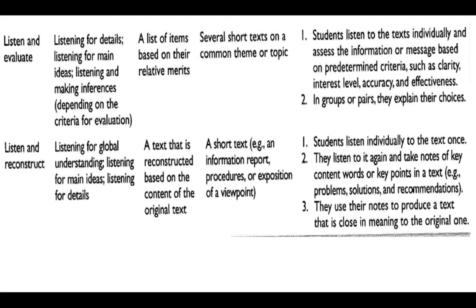So the first step is the students listen individually to the text once. Second step, they listen to it again and take note of key content words and key points in the text. For example, what is the problem? What are the solutions and what are the recommendations? Number 3, they use their notes to produce a text that is close in meaning to the original. Ooh, that's nice. So they reconstruct with the information that they have gotten. So that's what they can do there.